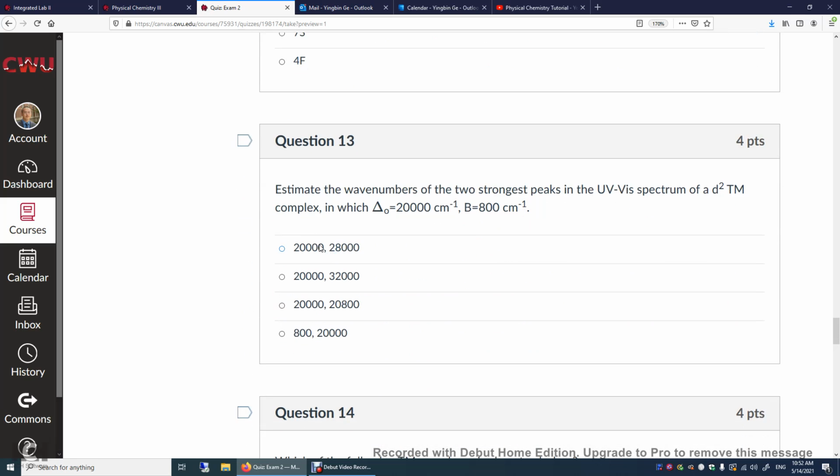Question 13. The UV-vis spectrum of a d2 transition metal complex. So when we have a d2 transition metal complex, when we look at its electronic transition, the first 2 bands are delta O and delta O plus 15B. So you can just look at my lecture notes and look at some examples in either the lecture videos or in the homework. Delta O is 20,000. Delta O plus 15B is 32,000.